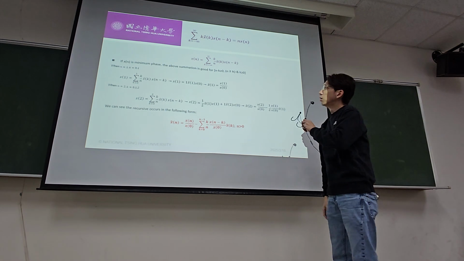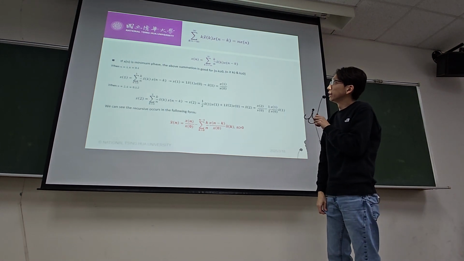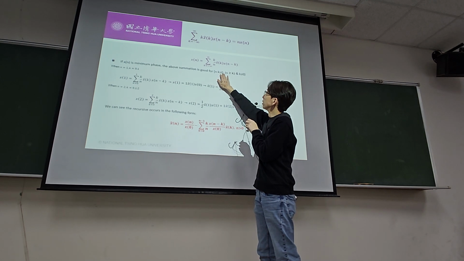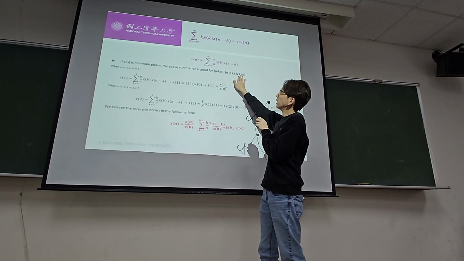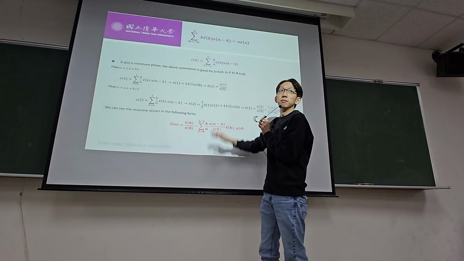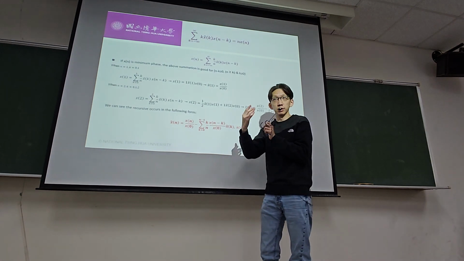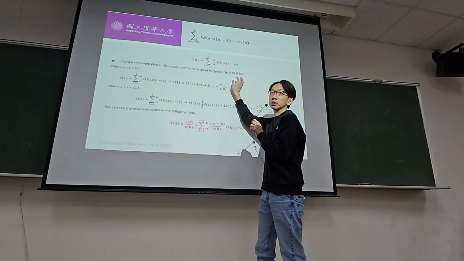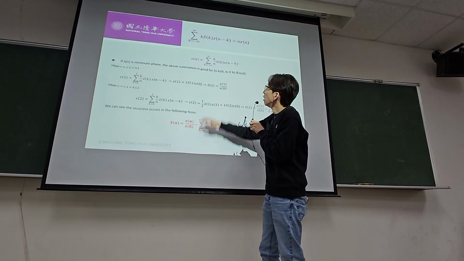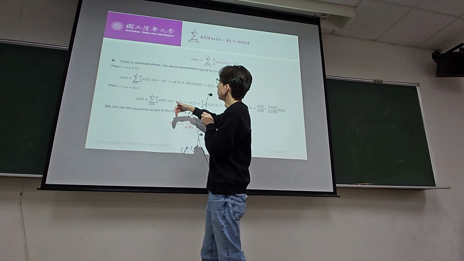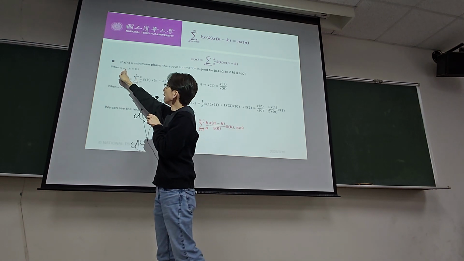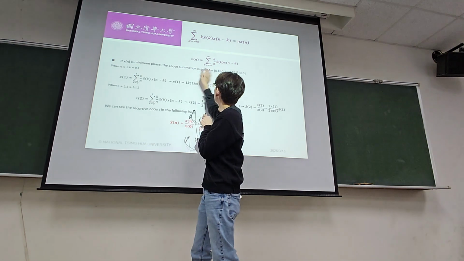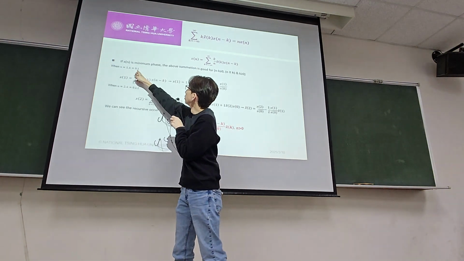Now if x of n is minimum phase, we know that n minus k has to be greater than or equal to 0, so n has to be greater than or equal to k, and k also has to be greater than or equal to 0. If my original time series x of n is a minimum phase signal, then the indices follow this criterion. Let's look at the process. When n equals 1, k can go from 0 to 1.